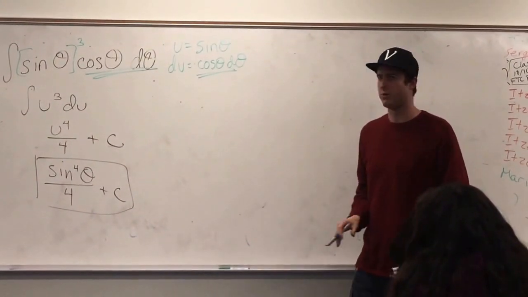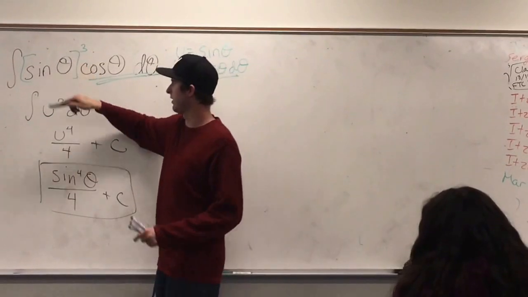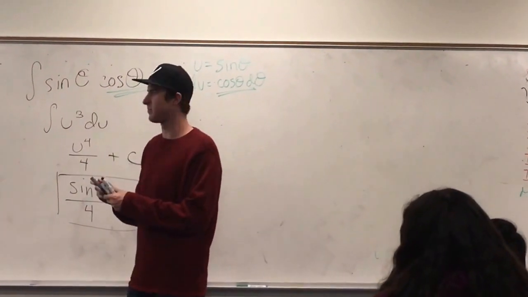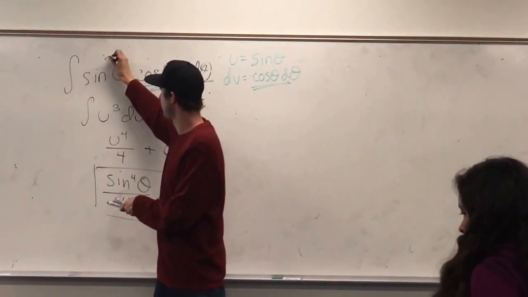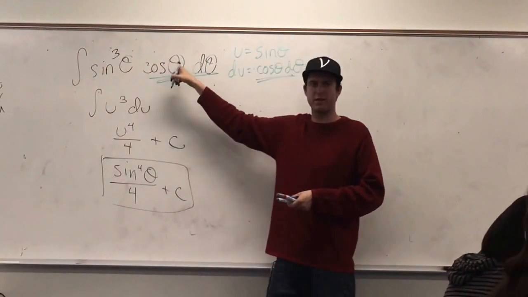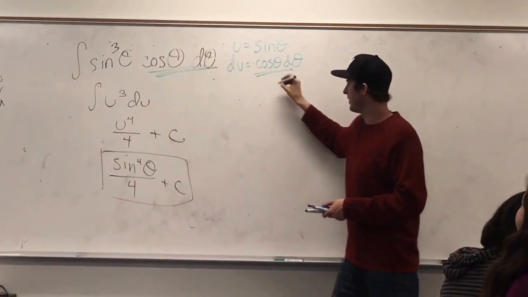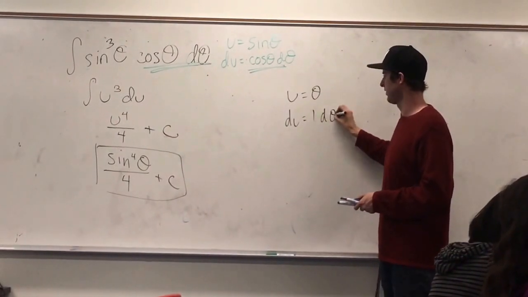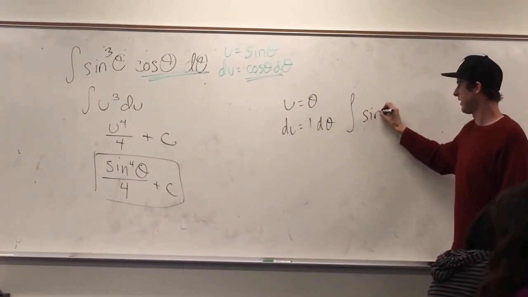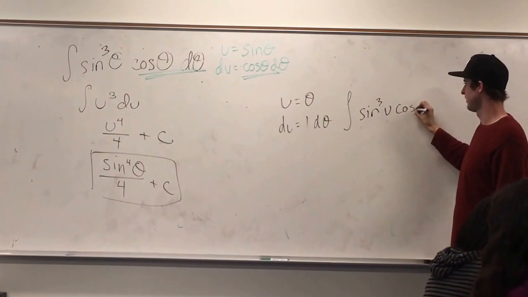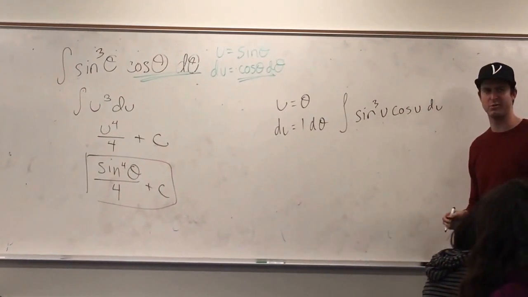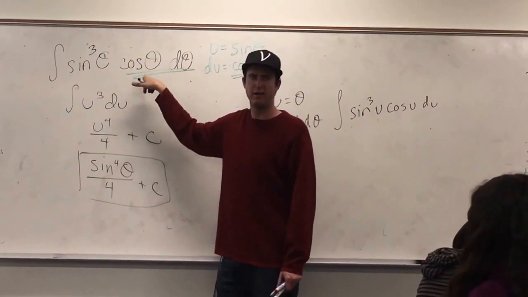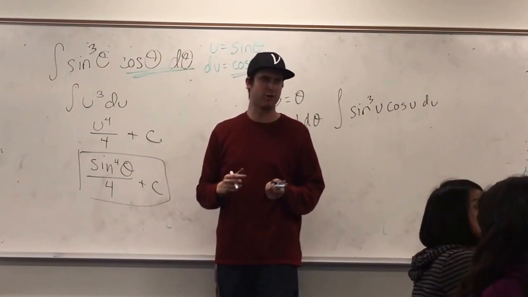Good question. So when you have this, you want to think that u is generally your inside term. Sometimes you just have to experiment with it and mess around. But let's say I thought it was going to be theta. If I make u theta, what's du? Just 1 d theta, and I get the integral of sine cubed of u cosine of u du. Does that really help us out? No. So once I know it's not theta, and generally speaking, this is just a general rule, if it's just theta, your u is not going to be theta.